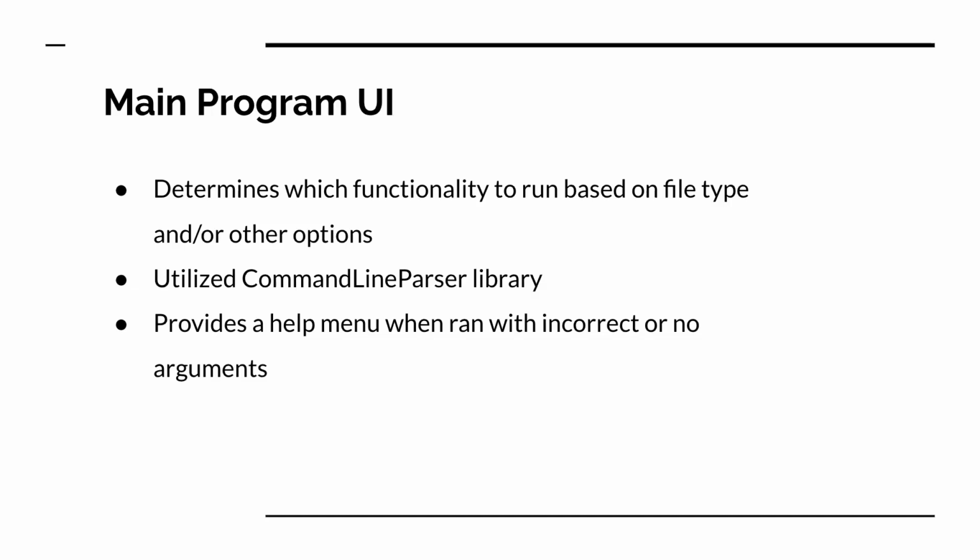Basically, the flow of the program is that it's determined which to use, the soak tester or the smoke UI test data importer. It determines which one of those classes to use based on the file path given. Also, that library that I mentioned provides a help menu when run with incorrect or no arguments.